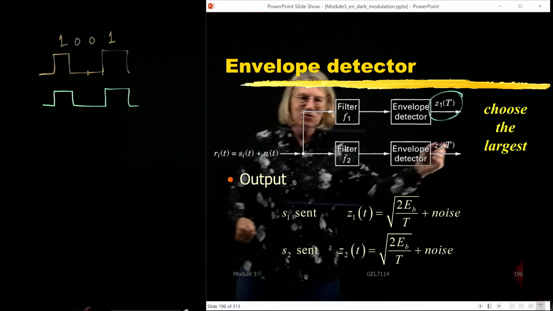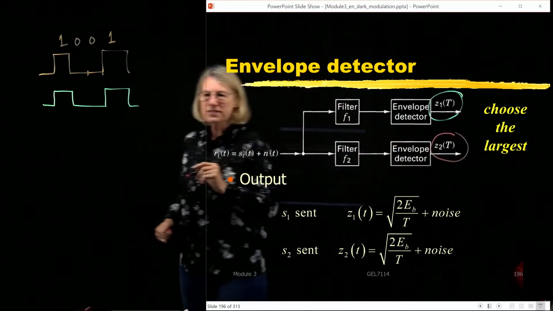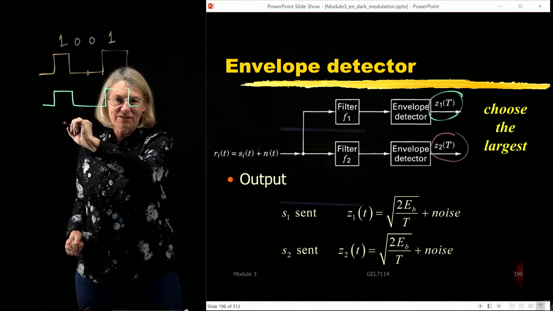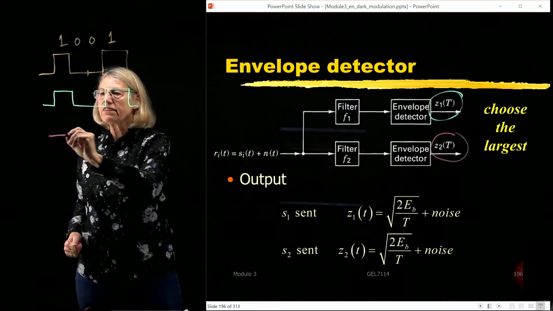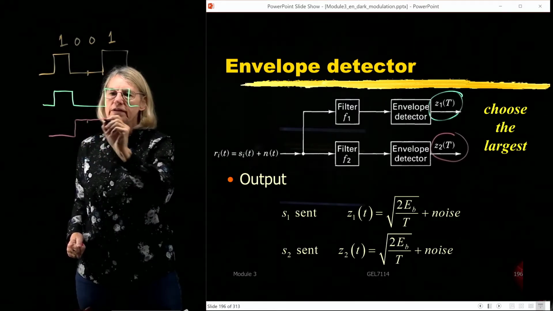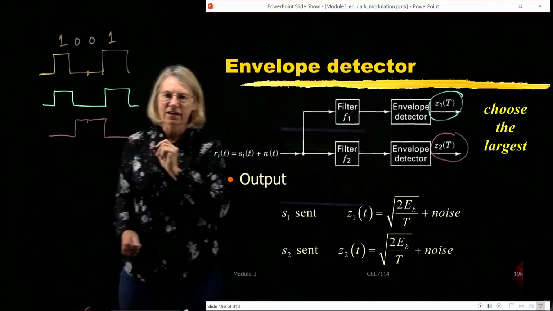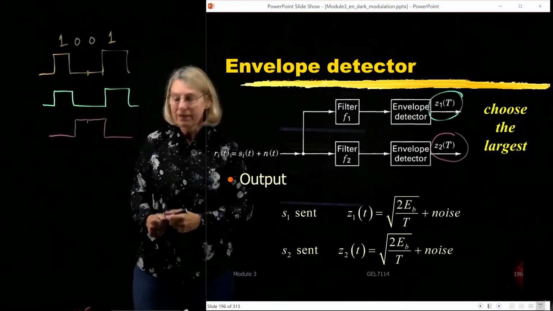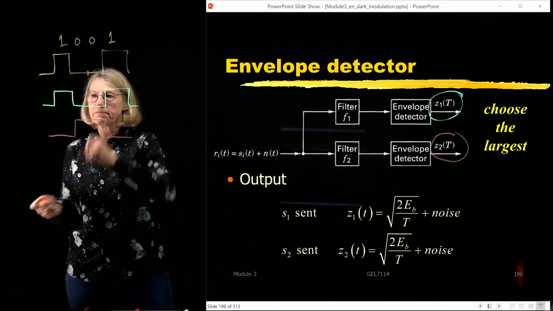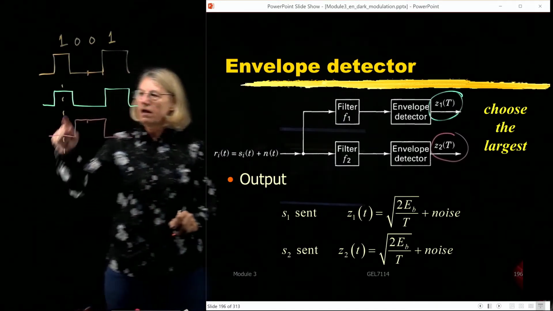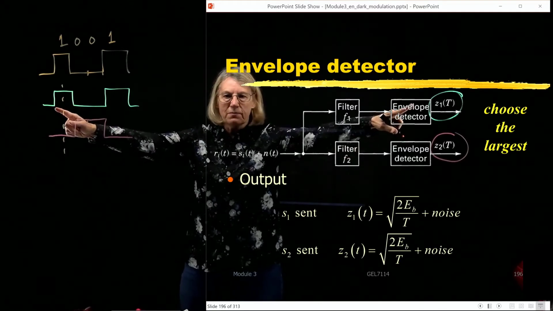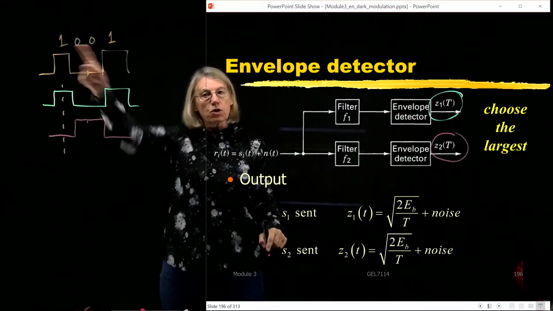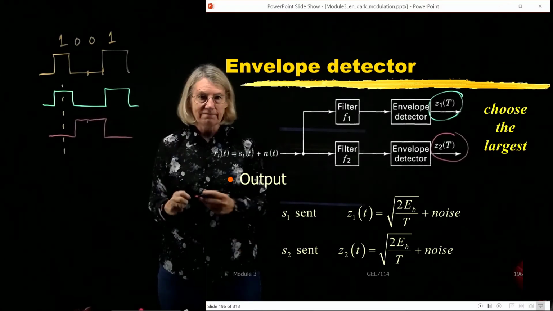Instead I look at Z2. When I look at Z2, what's going to be there? Well, it's looking for logical 0 on frequency 2. So it's going to see nothing here, and then it's going to see something there, and then nothing. So you can see that at any instant of time, when I'm sampling here, the Z1 is going to be larger, and this one's going to be smaller. So of course I'm going to choose logic 1 transmitted, and so on.